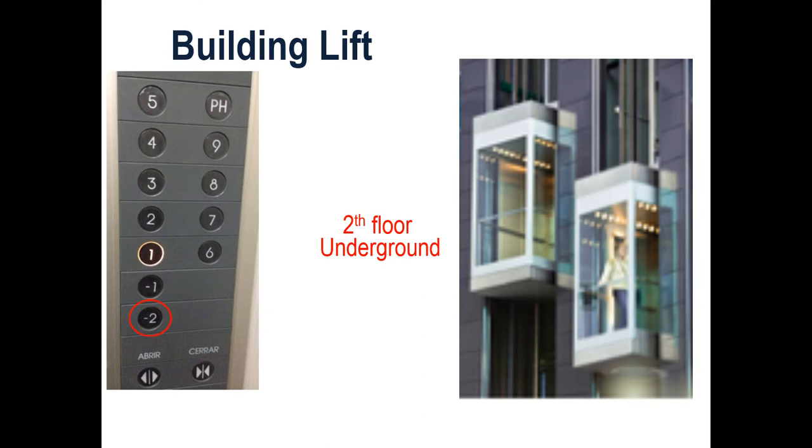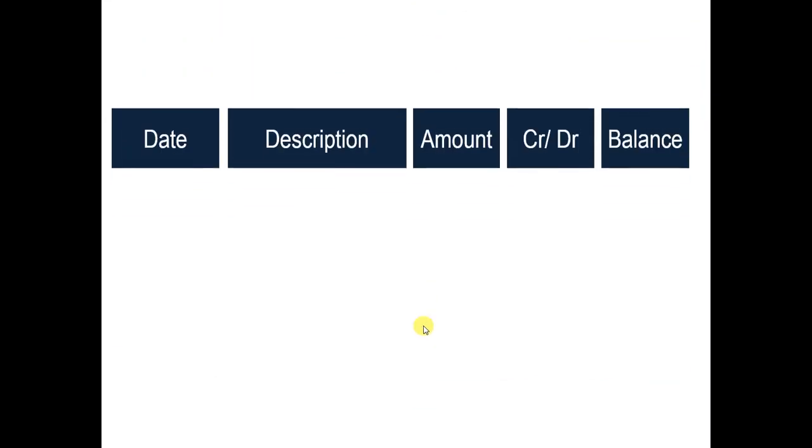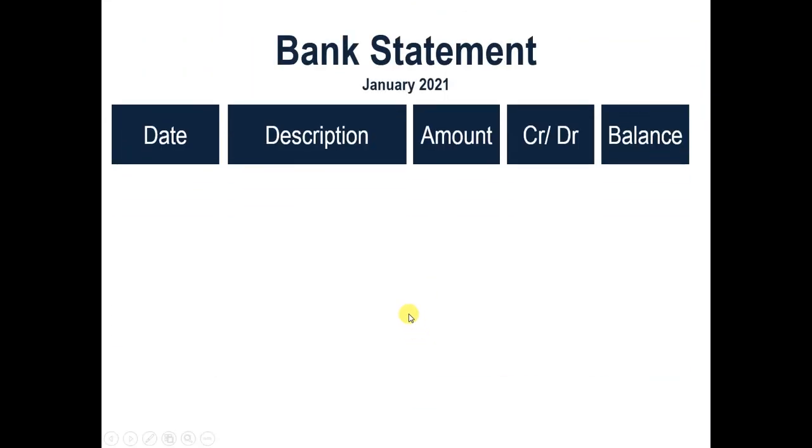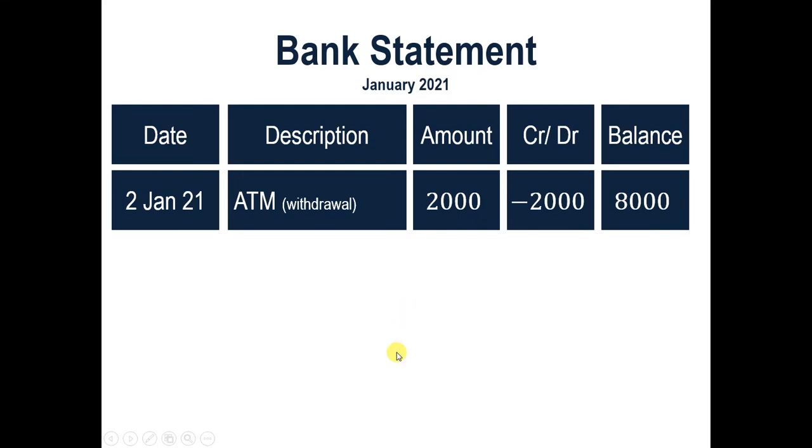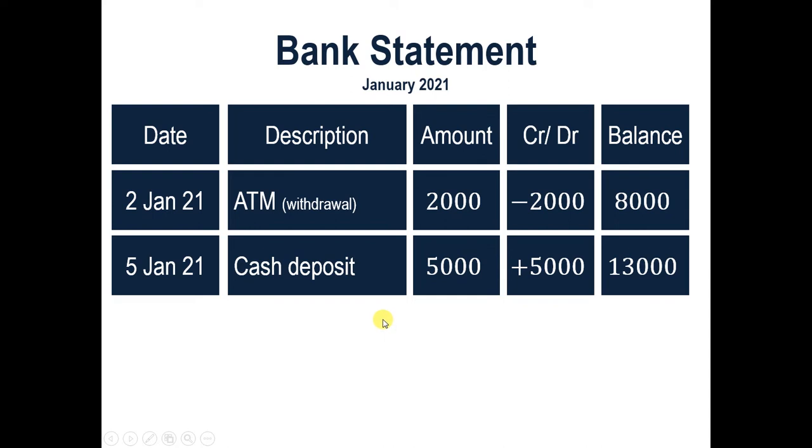So to represent the floors which are underground, you use negative numbers, and to represent the floors which are above the ground, you use positive numbers. So this is another example of using positive numbers and negative numbers. Now let's take another very powerful example of positive and negative numbers: bank statement. There could be two kinds of transactions in a bank. In one transaction the money comes in, and in the second the money goes out of the bank.